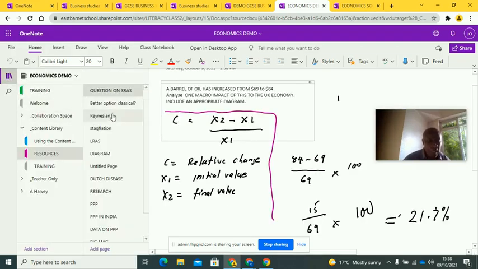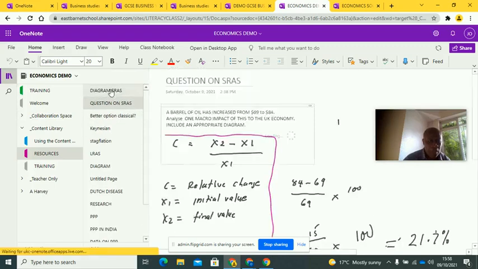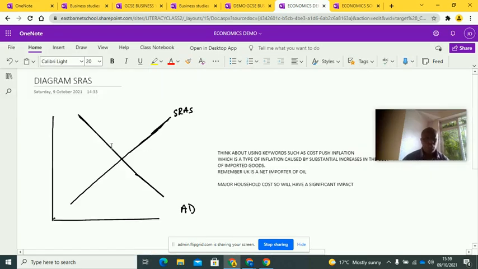Okay, so let's go down here. Let's see what I've done here. Question on SRAS. Here we go. Diagram SRAS. I've just done the beginning of the diagram. So let's think of what we can do. Obviously, the barrel of oil has gone up significantly by 21%. Therefore, hopefully, you know that SRAS is going to shift to the left. If you're not sure of that, you need to go back to look at the basics. SRAS will shift to the left.